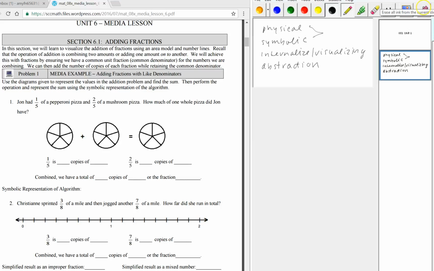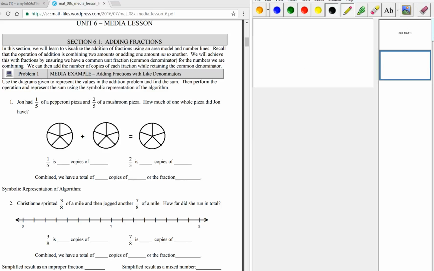Okay, so notice we always start with some sort of application. Here we're going to use the area model. Here we have a number line or a continuous model. And notice the way this is set up. So actually let's look at number 2. We have 3/8, and we see that this is 3 copies of 1/8, where 1/8 is our unit fraction. Then 7/8 is 7 copies of 1/8. And then combined, we'd have 10 copies of 1/8.